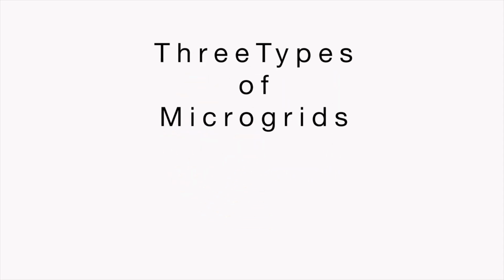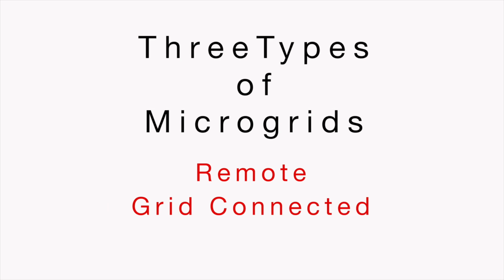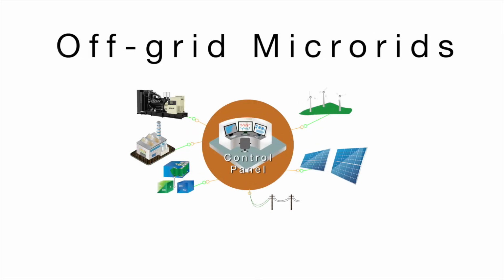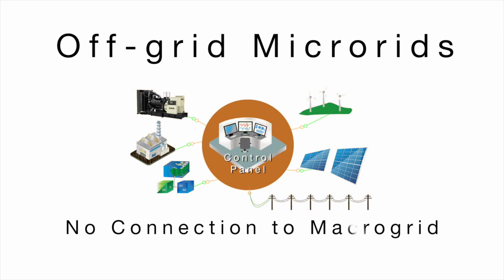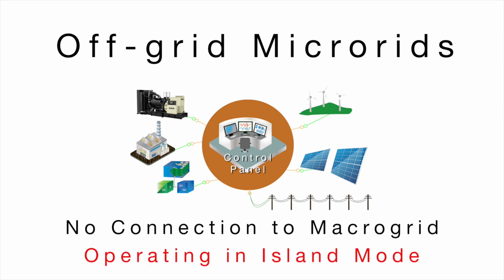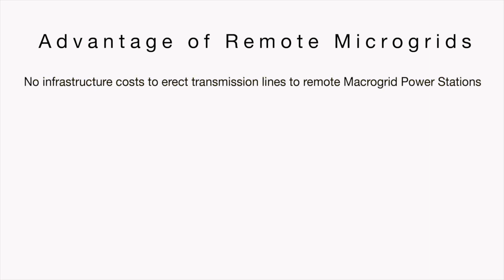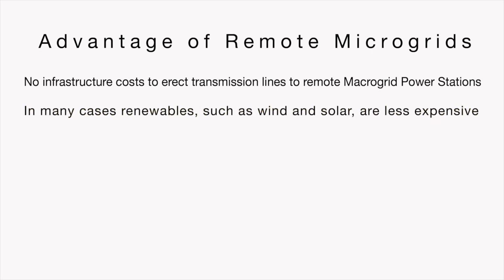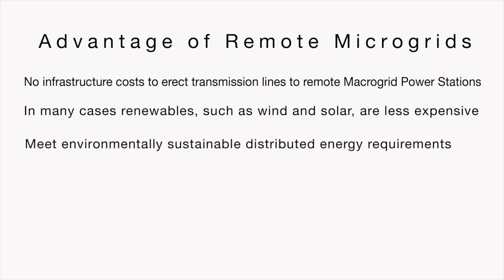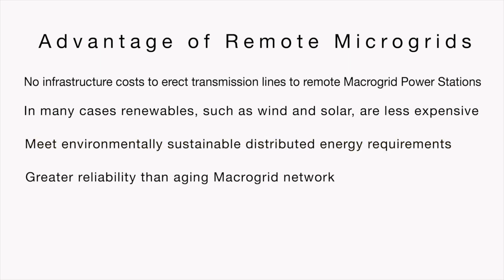There are three types of microgrids: remote, macrogrid connected, and networked. Remote microgrids, also referred to as off-grid microgrids, are physically remote and isolated from the macrogrid, and said to be operating in island mode. An advantage of microgrids over the macrogrid include no infrastructure costs to erect transmission lines to remote macrogrid. In many cases, renewables such as wind and solar are less expensive solutions. They meet environmentally sustainable distributed energy requirements, and they have a greater reliability than the aging macrogrid network.